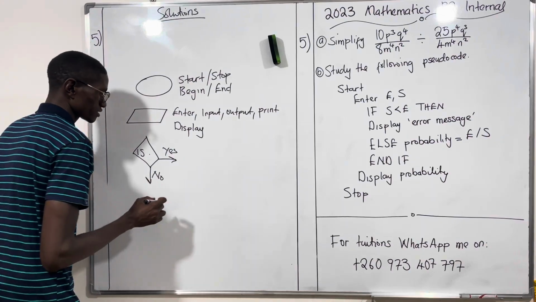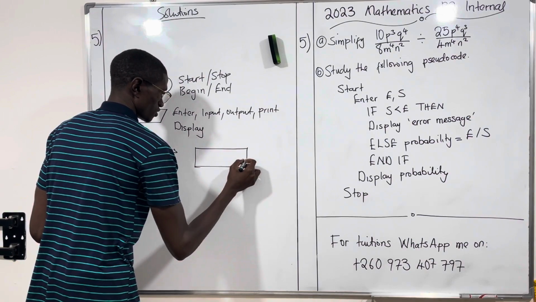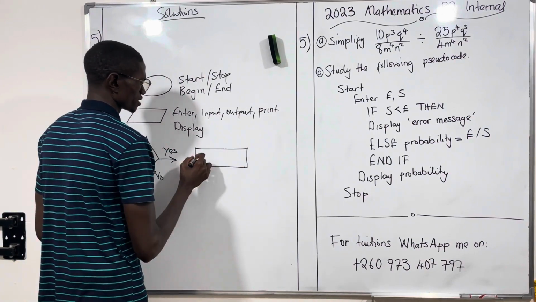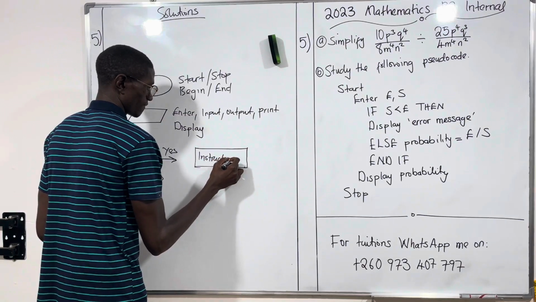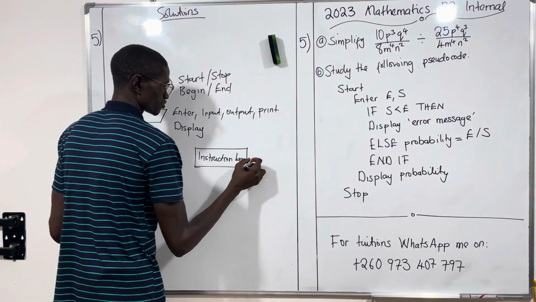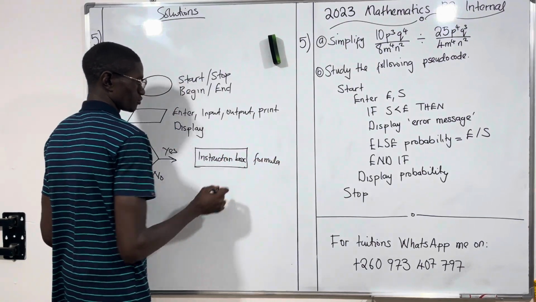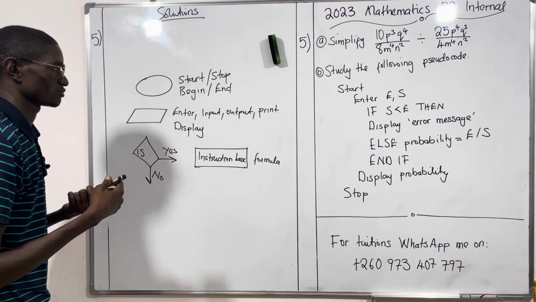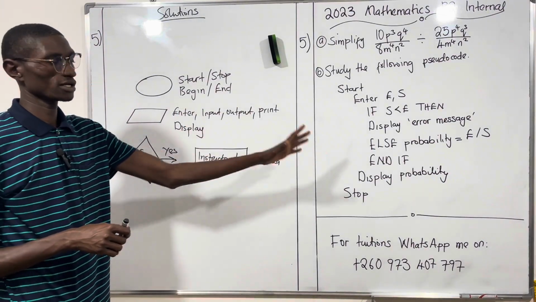And then the last shape we have is a rectangle. So a rectangle is called an instruction box. And this is where you plug in formulas. So whenever you see a formula, you plug into that instruction box. So these are the shapes that we're going to be using whenever you're converting pseudocode to flowchart.